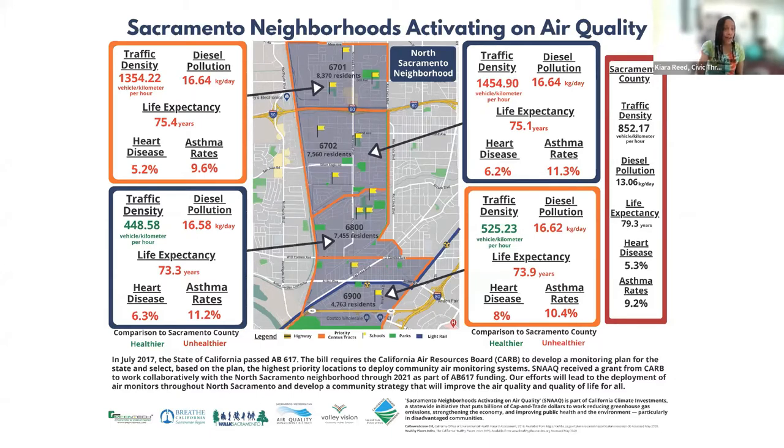So you may have noticed that the census tracts in North Sacramento have corresponding health impacts that relate to those issues like pollution. So across the board, you see higher rates of heart disease and asthma and lower life expectancy.